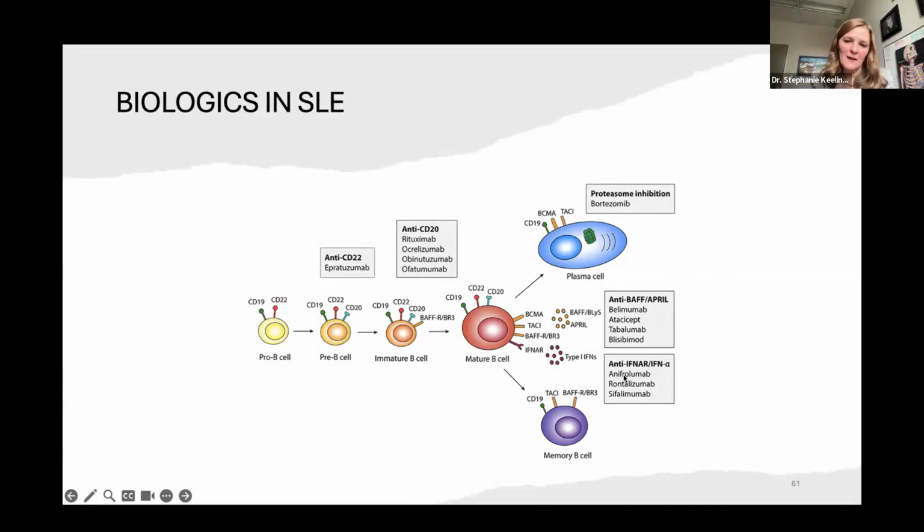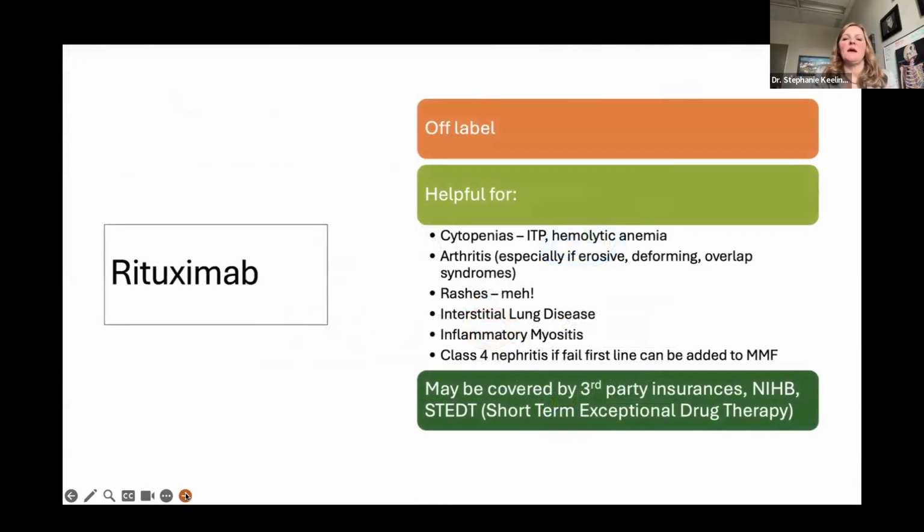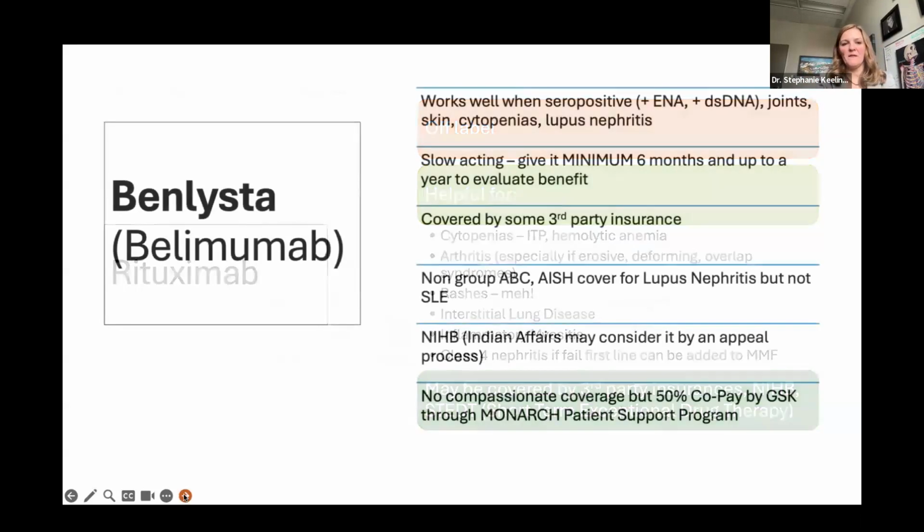And then anifrolumab blocks something called type 1 interferons, which kind of co-mediate the whole thing like I showed you. And so rituximab is actually off-label for lupus, but I'm sure you've seen patients get it in hospital or out. It actually can help for various things in lupus, but it's not officially approved in Canada for lupus. But hematologists will use it for cytopenias. Sometimes we'll add it for bad nephritis as well, if we can get coverage for it.